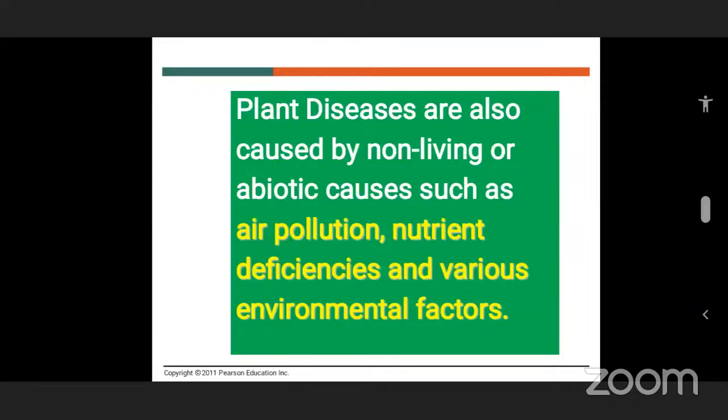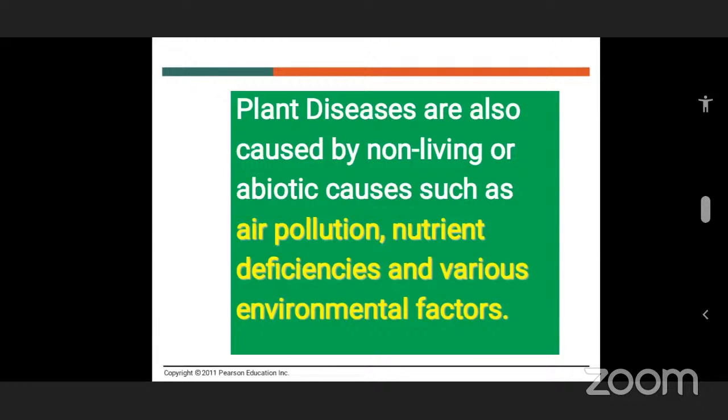So plant diseases are also caused by non-living or abiotic factors. Already we told that. The disease is caused by biotic factors or abiotic factors. If you come to the biotic factors, fungi, bacteria, and phanerogamic parasites all come under biotic factors. In abiotic factors, air pollution, nutrient deficiencies, and various environmental factors come under abiotic factors.